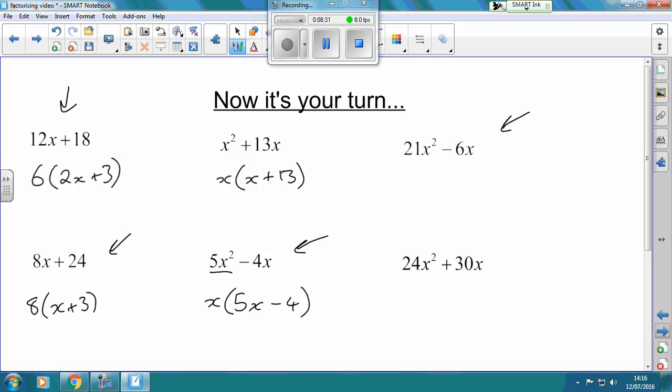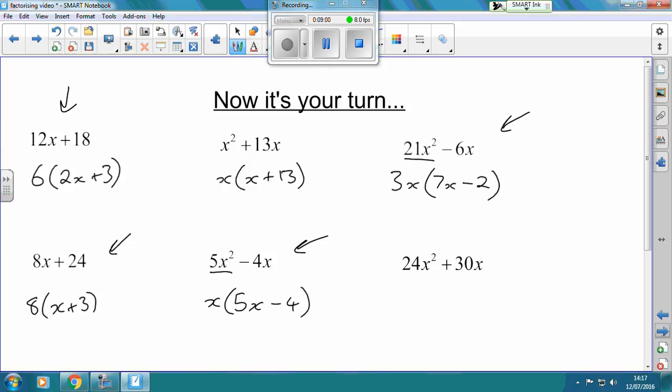Okay, question 5. Now the biggest number that goes into both of them here is 3. There's also an x in both things, so I'm going to take 3x outside the brackets. Now 3 times 7 is going to give me 21, but 3x times 7 is only 21x. I want it, again, 21x squared. So it's going to be 3x times 7x. Next is 3x times something makes 6x, and that's just 2. Again, you don't put another x there, because otherwise that would make an x squared.